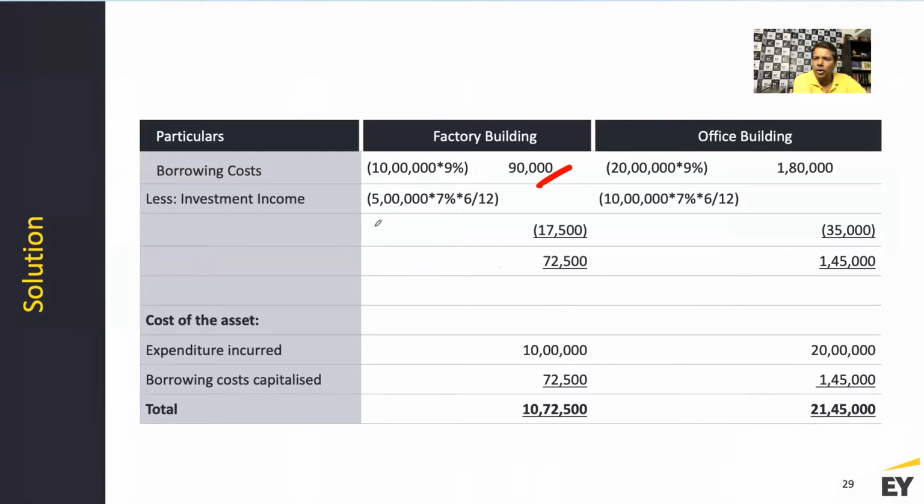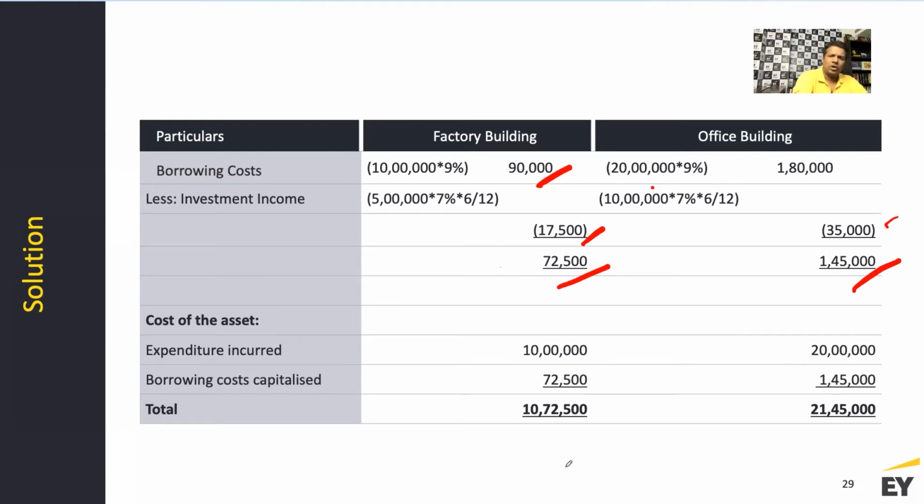Now I redeployed this money at 7% for a 6-month period, and I saved 17,500. So my actual interest outgo on account of this building 1 is 72,500. I apply the same computation process. My actual interest cost outflow is 1,45,000 on 20 lakh, which I deployed. 20 lakh at the rate of 9% is 1,80,000. Of that, 10 lakh I was able to redeploy at the rate of 7% for the period of 6 months. I made 35,000 on that.